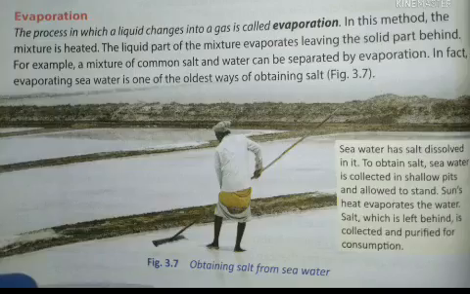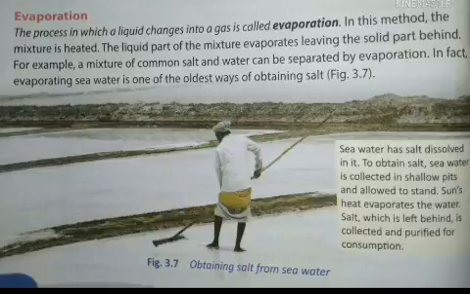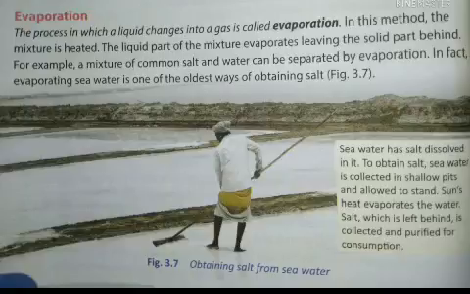Evaporation is a process in which a liquid changes into a gas. In this method, the mixture is heated, and the liquid part of the mixture evaporates, leaving the solid part behind. For example, the mixture of common salt and water can be separated by this process. In fact, the oldest method of obtaining salt is by evaporating seawater, which has dissolved salts in it. The seawater is collected in shallow pits and allowed to stand for long days. The sun's heat evaporates the water, and the salt is left behind, which is collected and purified for consumption.